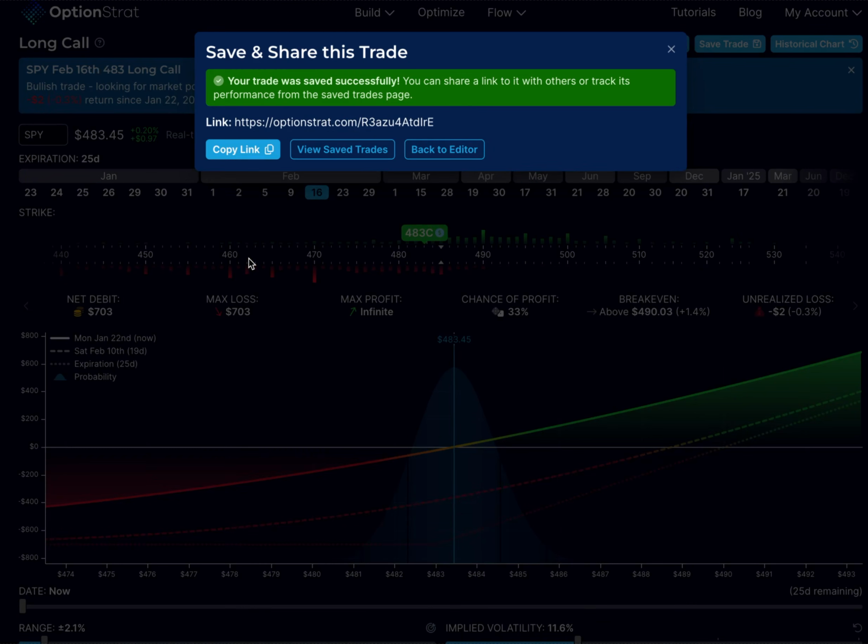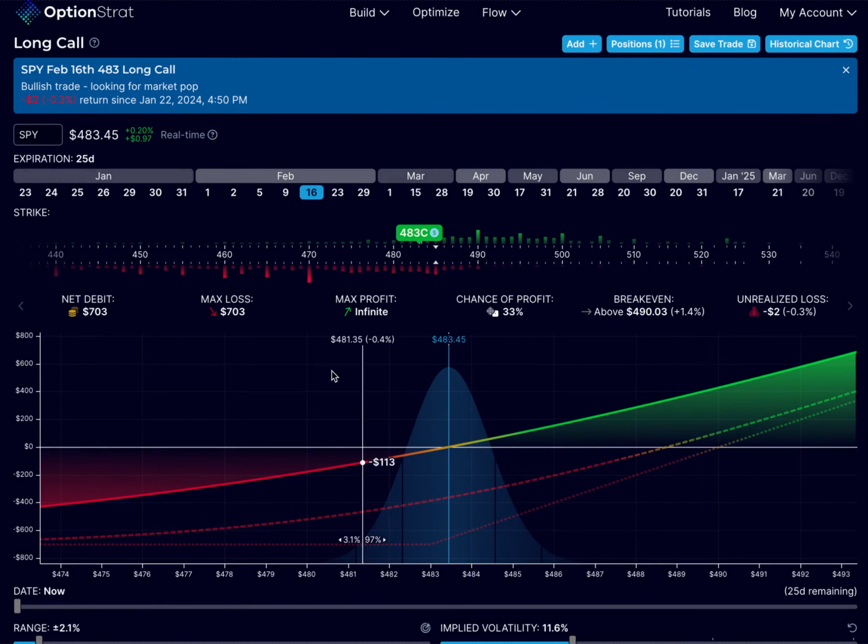Now, when I save this trade, a couple other key things here: I can copy this link and I can share this link with anyone, anywhere. If I send them this link, it will automatically open this trade in the free version of OptionStrat, so that they can look at the trade and see what you're saying, or see your evaluation of the trade. So now that I have entered that trade, I have saved that trade.